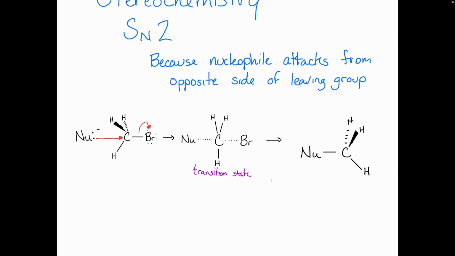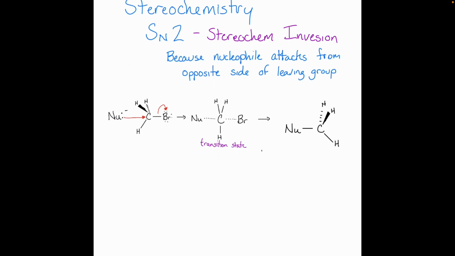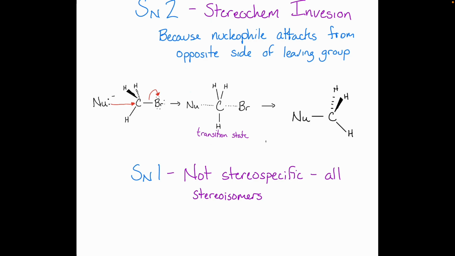Okay, so that leads us to what we call a stereochemical inversion for SN2 reactions. All right, so then what about our SN1 reactions? We said that these were not stereospecific. All of your possible stereoisomers that you can form are formed, what we call a racemic mixture.